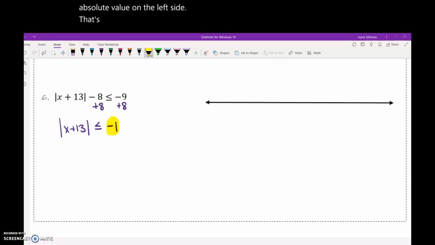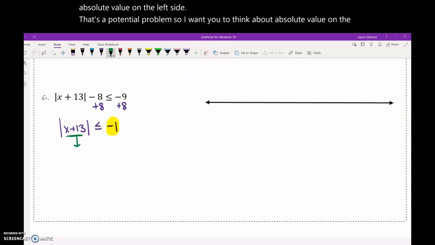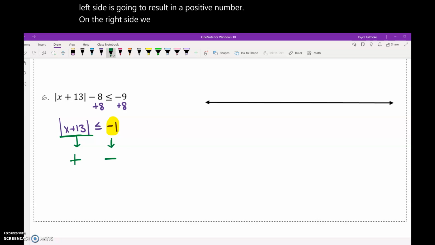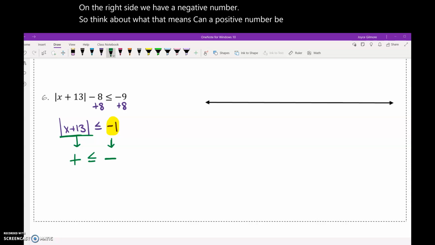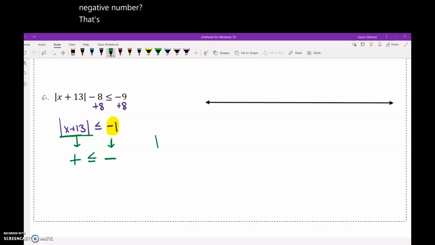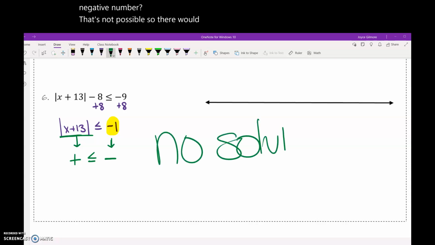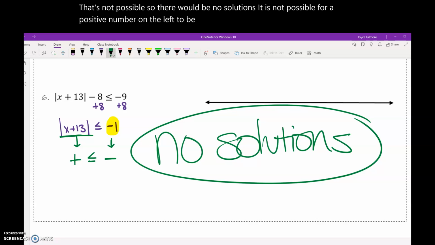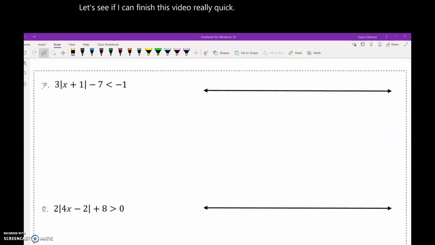That's a potential problem. So I want you to think about absolute value on the left side is going to result in a positive number. On the right side, we have a negative number. So think about what that means. Can a positive number be smaller than a negative number? That's not possible, so there would be no solutions. It is not possible for a positive number on the left to be smaller than a negative number on the right. Okay, sorry about the text that's up there.